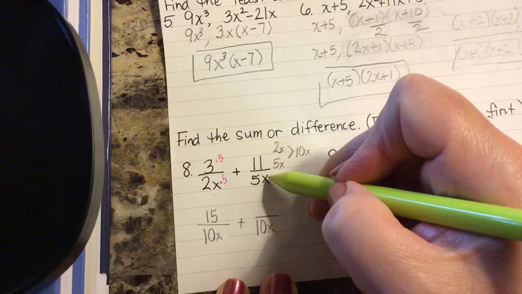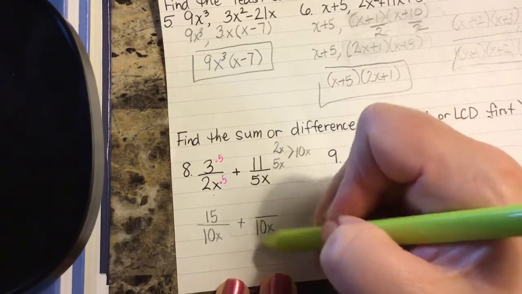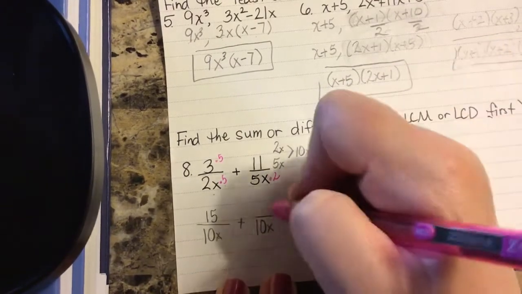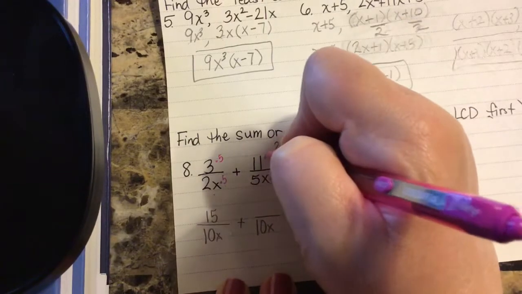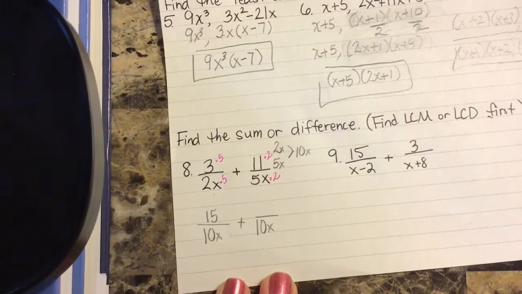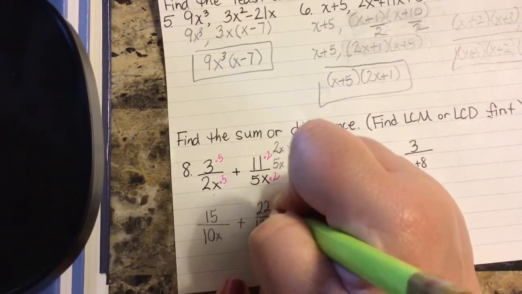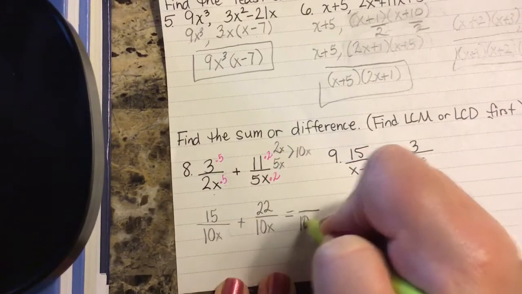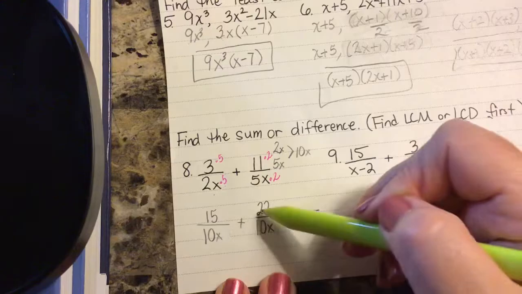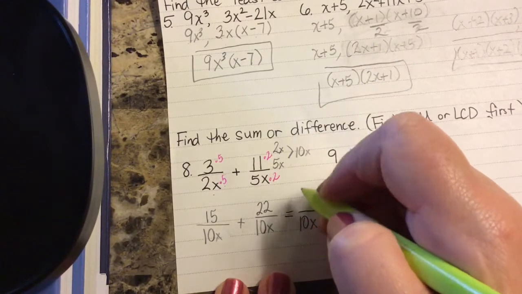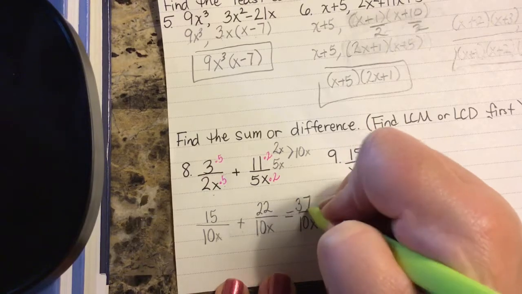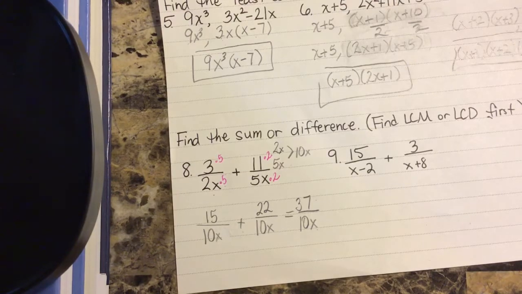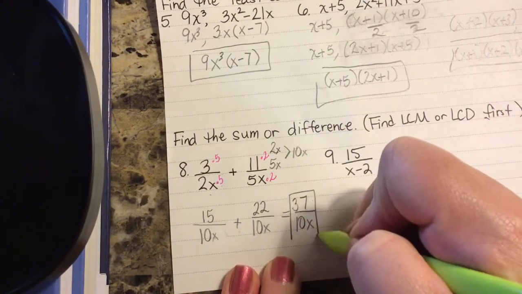Now let's look at the next fraction. How do I transform 5x into 10x? Well, I multiply 5x by 2. So to create an equivalent fraction, I need to multiply the numerator by 2 as well. 11 times 2 is 22. So now, do I have a common factor? Yes, I do. 10x is that common factor. What's 15 plus 22? And I believe that's 37. Now, can I reduce, because I do have a monomial over a monomial. Can you reduce those two monomials? No, you cannot. So this is the answer to number 8.